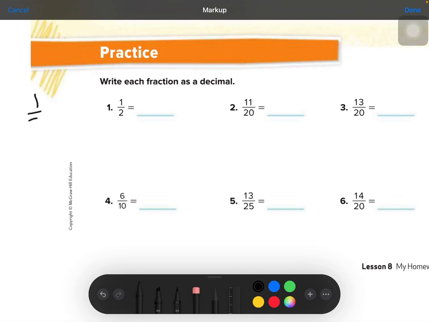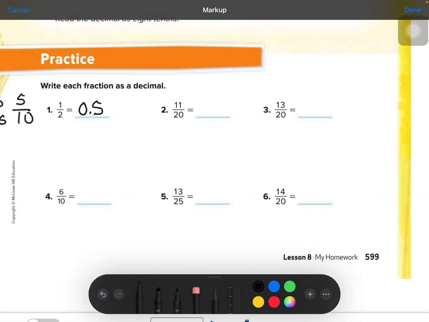So, number 1. 1/2 can be written with a tenth as an equivalent fraction. So 2 will go into 10 5 times. Whatever you do to the bottom, you have to do to the top. 1 times 5 is 5. So we have 5 in the tenths spot. So we would write 0 in the whole number and 5 in the tenths spot.